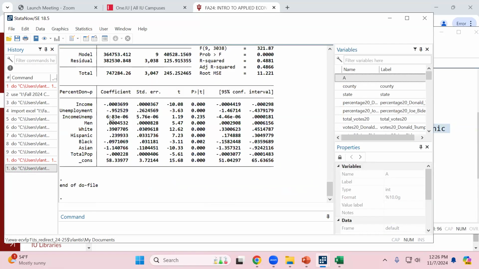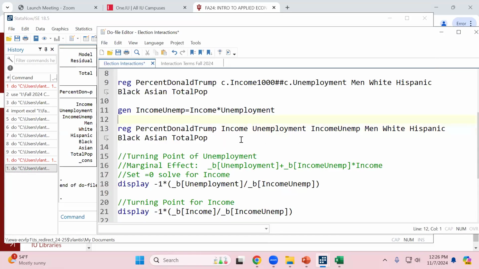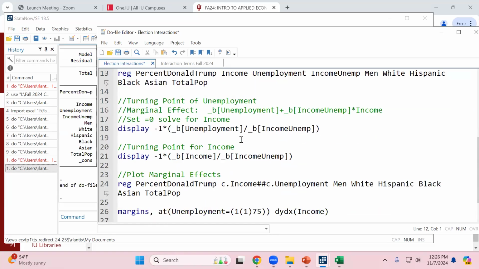And it does have that small coefficient in there, right? However, we talked last class, I think, or the class before, about using this display command, right? So if I want to know the turning points for both of these two variables, unemployment and income.